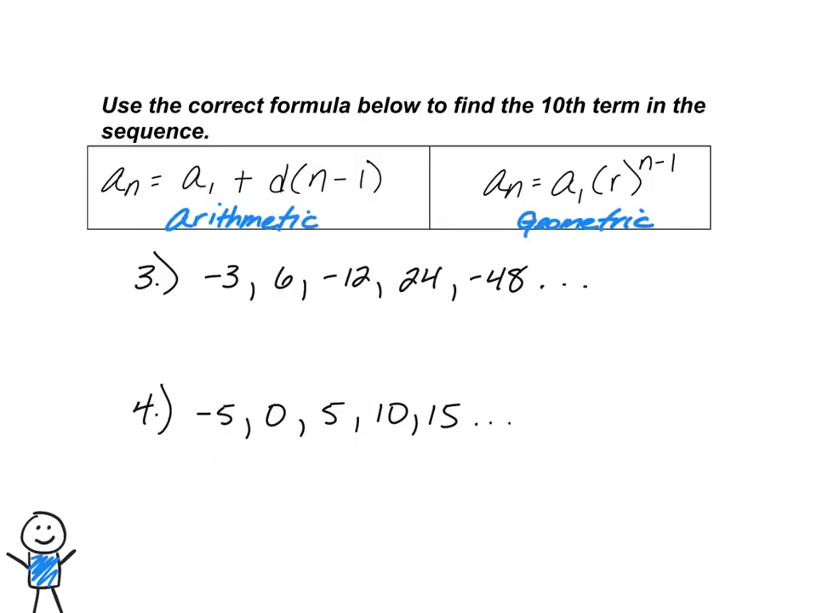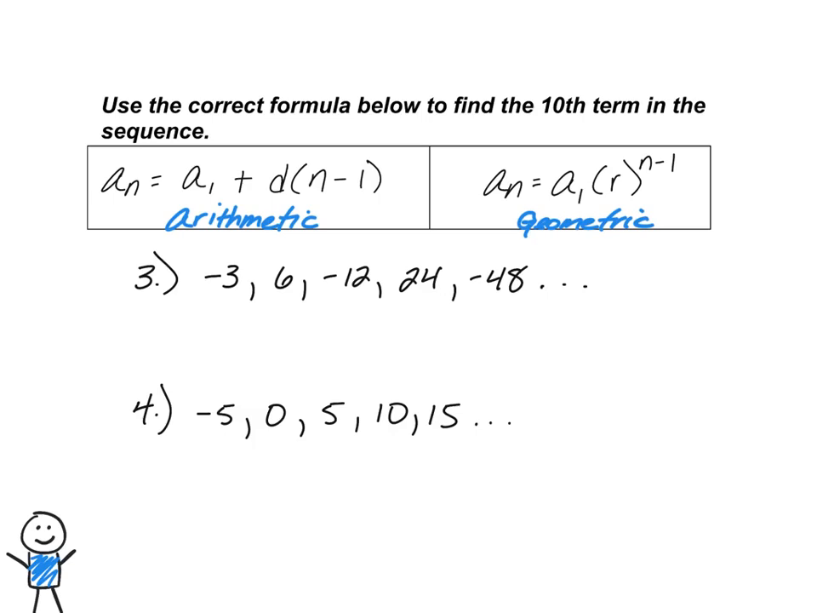On this slide, we're asked to use the correct formula to find the 10th term in a sequence. Well, there are two formulas. There's the arithmetic sequence formula and the geometric sequence formula. And what we're going to do is look for some key parts of each of these questions, and plug them into the correct formula to find the 10th term in the sequence.